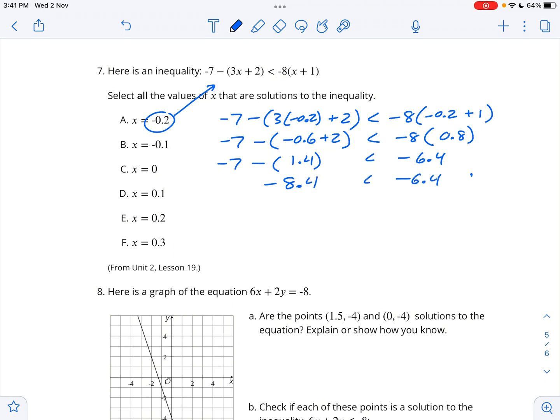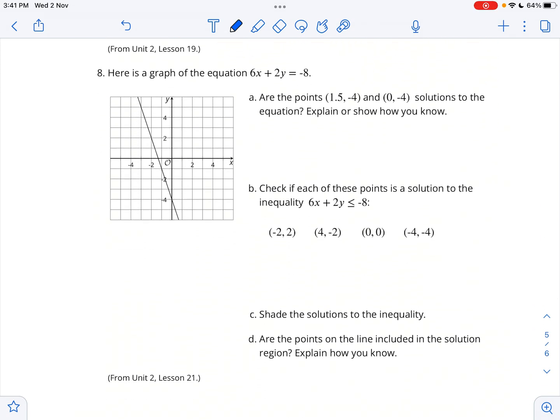Is that a true statement? Yes, it is. So that means that A is going to be one of the values that is true for this one. To check to see what the other ones are, you can just look at the answer key, but I'm not going to go through and do B, C, D, E, and F. But for all of them, you're going to take those values, substitute them into the equation, and see if it works.